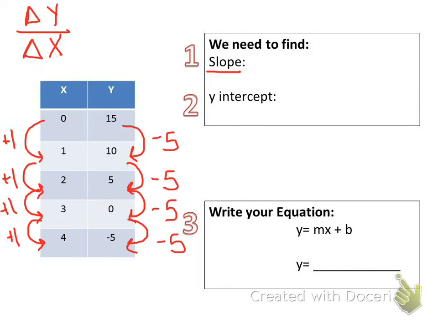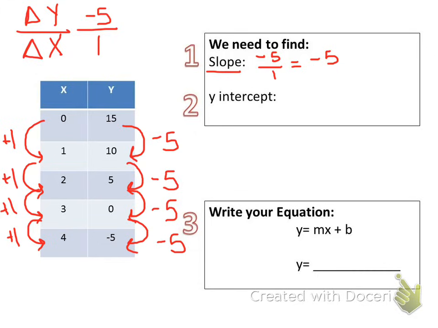Now we'll write this as change in y over change in x. Our change of y values was minus 5. My change in x values was plus 1. That tells me I can represent my slope by negative 5 over 1 or by negative 5, because negative 5 divided by 1 is negative 5.